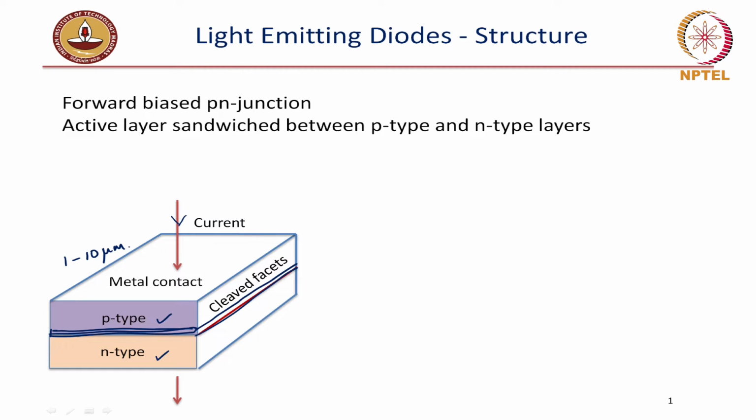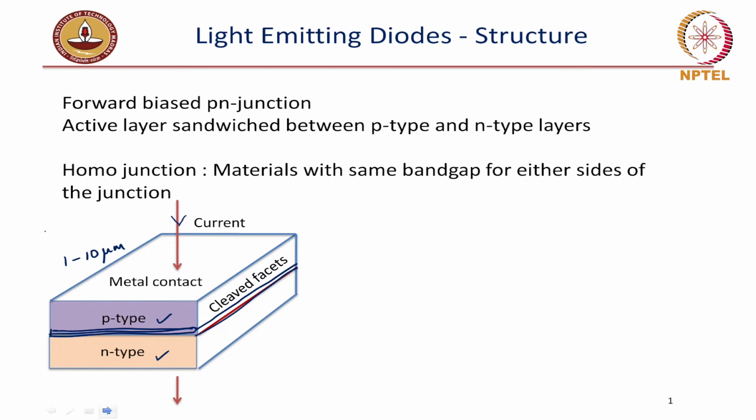Now, this kind of structure is called a homojunction. This is called homojunction because the materials that constitute the P-type and the N-type have the same band gap. And because the band gap is the same, there is no possibility of confinement of the carriers, in the sense that when you send an injection current, the carriers are generated anywhere within this width of the depletion region, and recombinations can actually happen in a widely distributed fashion.